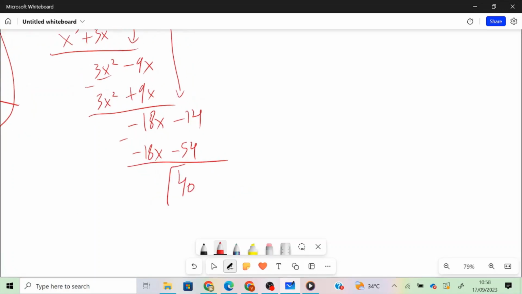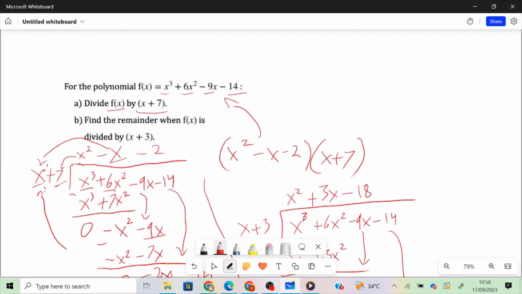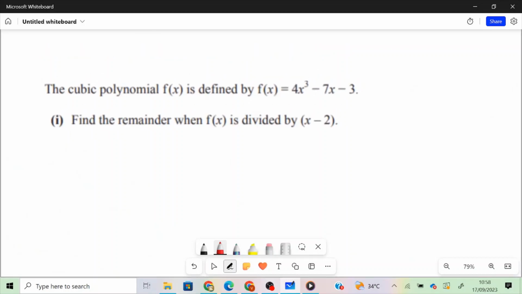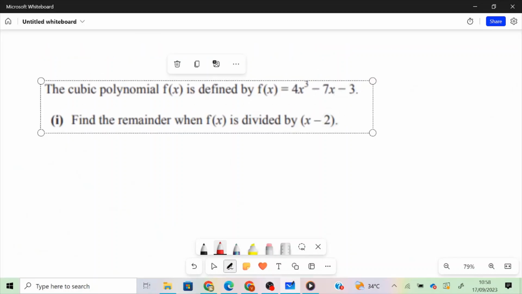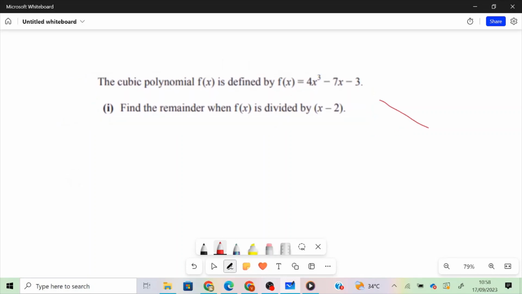So the remainder it asked us to calculate is 40 for this example. That's what it asked, I believe. Yeah, find the remainder when f of x is divided by x plus 3. So the remainder was 40. Right, on to the next example. I'll just make this smaller. Alright.